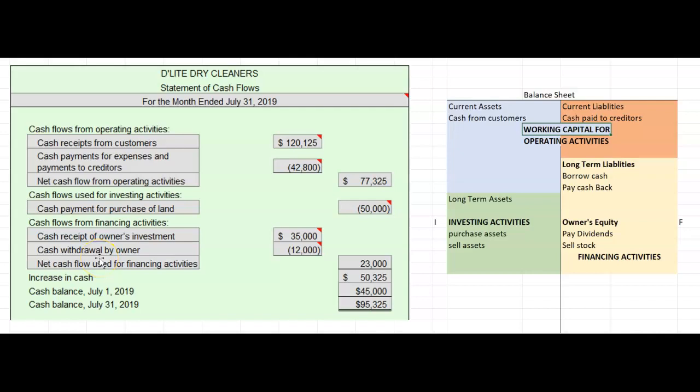Cash withdrawal by the owner. Okay, this is a sole proprietorship. So cash withdrawal by the owner, that's similar to pay dividends. And then we've got a net. And what we do then is we add the beginning cash balance to this, and we should arrive at what the actual ending cash balance is. Okay, so for dividends, I'll also say withdrawals. Sell stock or owner invests.